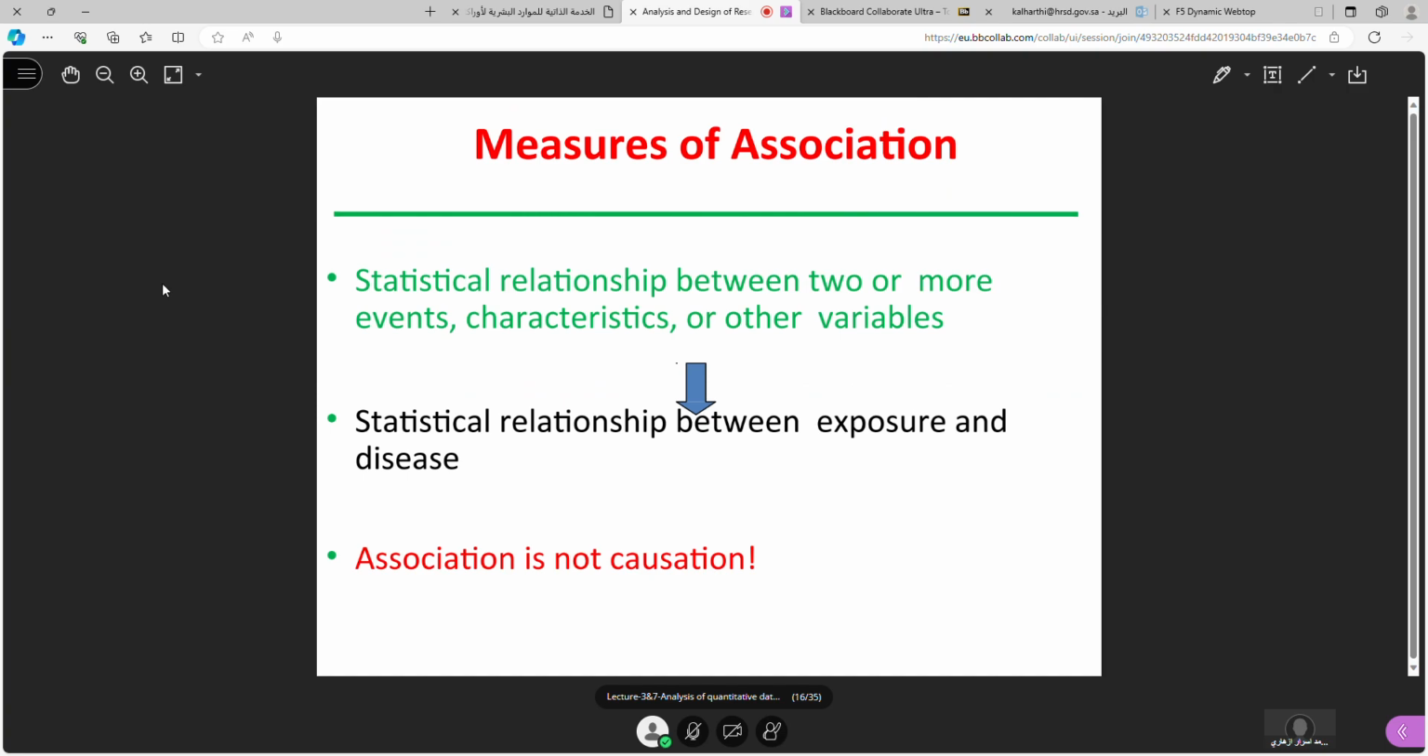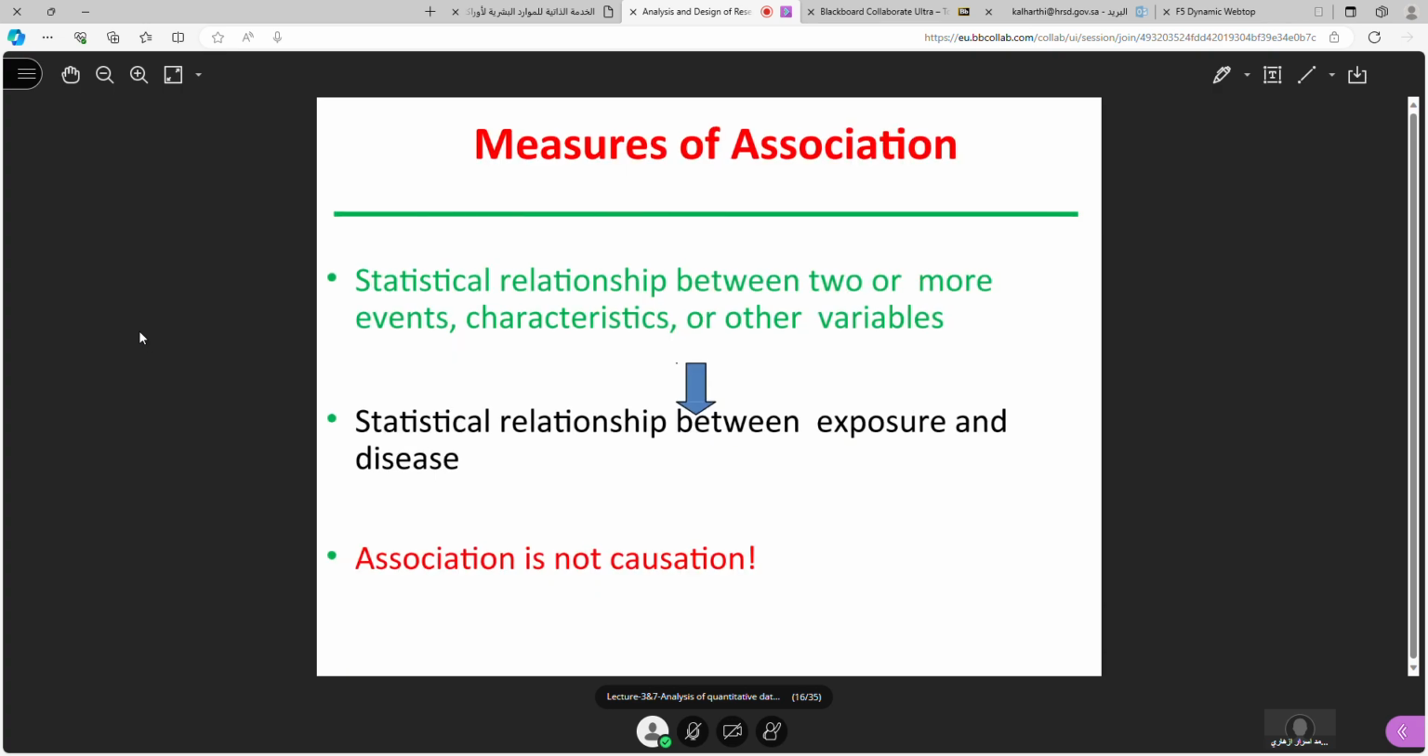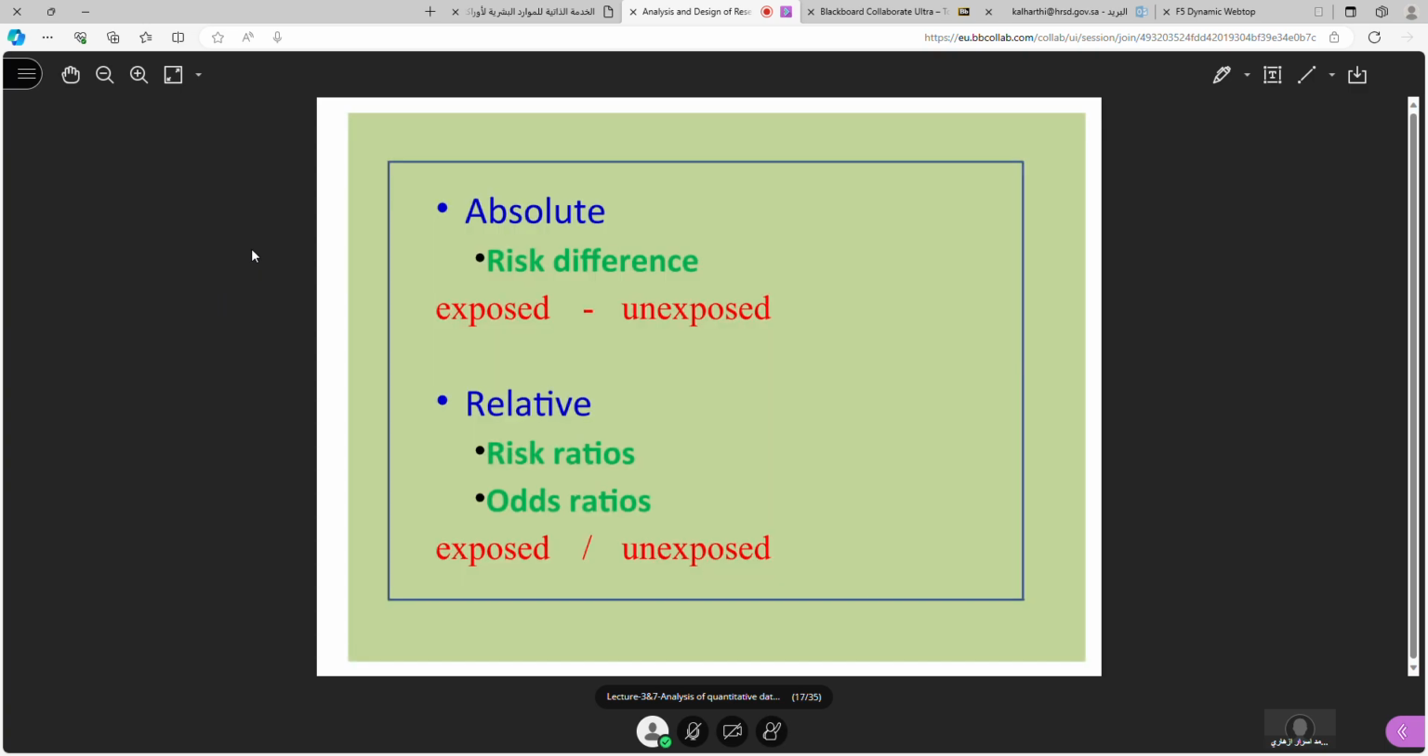Measure of associations, nothing here. You do remember that association is not causation. This point you must remember. Association is association, it doesn't mean it causes. I have already explained this to you.